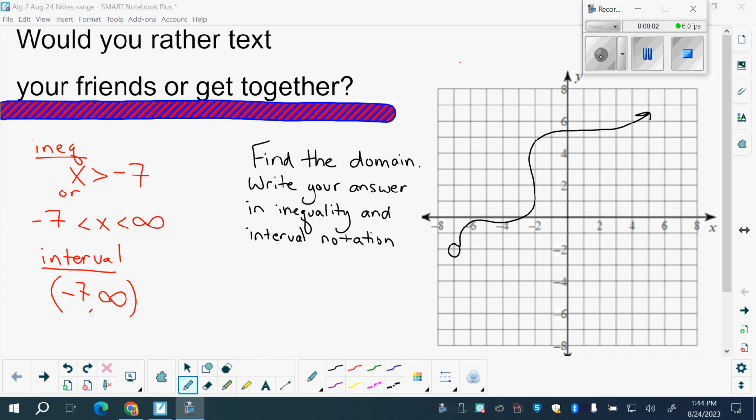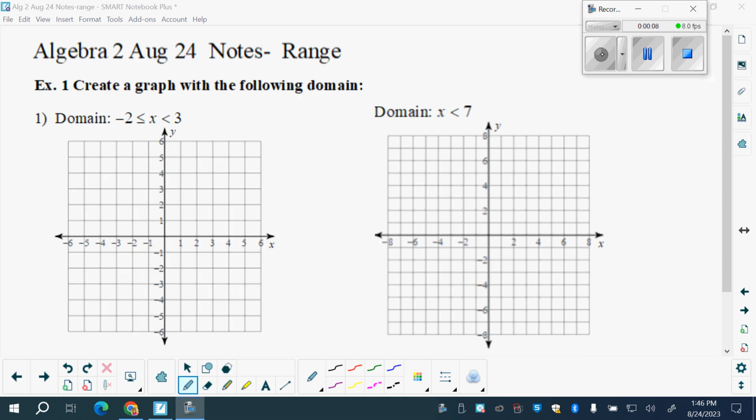Okay, on to notes for today. So the new stuff today, we're going to do range in a bit, but first we're going to talk about creating a graph. You want to make sure you listen to this because this is new.